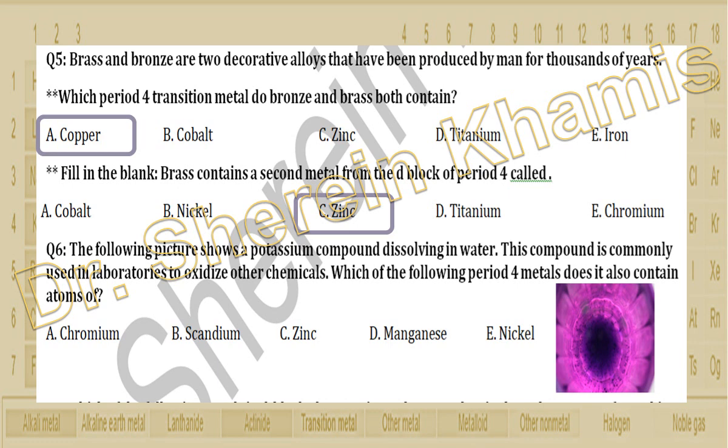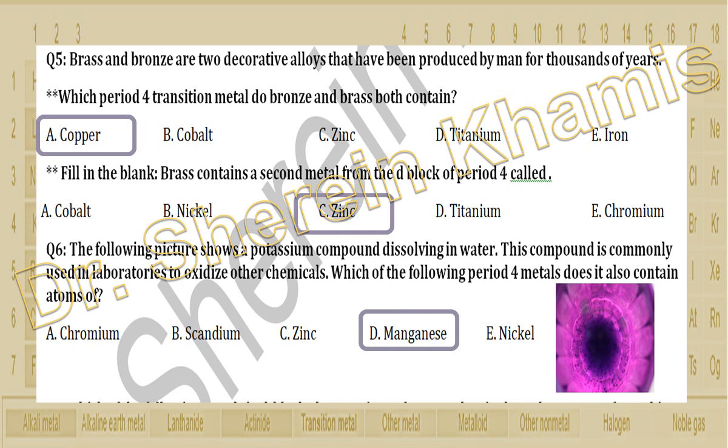Which of the following period 4 metals does it also contain atoms of? We have a compound of potassium. We have chromium, scandium, zinc, manganese, and nickel. We said that we have manganese.